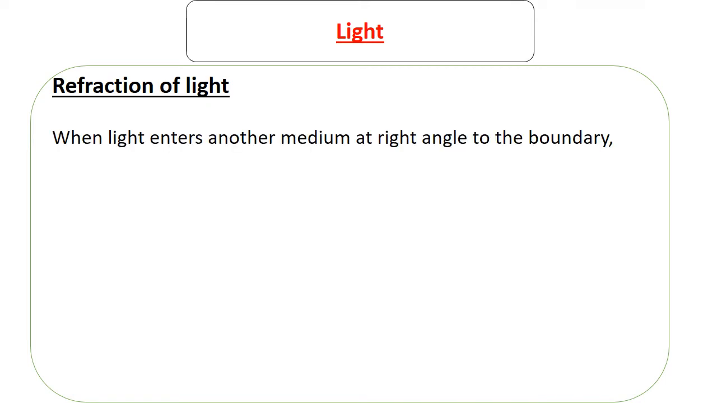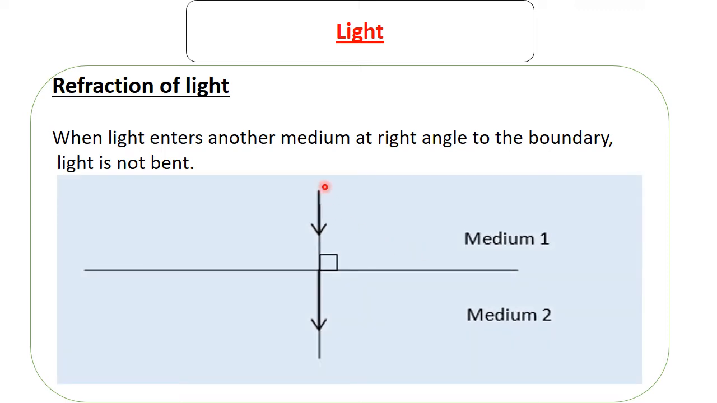Then the third scenario is when light enters another medium at a right angle to the boundary. In this case, nothing happens in terms of direction. Light is not bent. So if a ray comes like this at 90 degrees, it will continue like this, despite these having different densities. This is the behavior that has been observed.